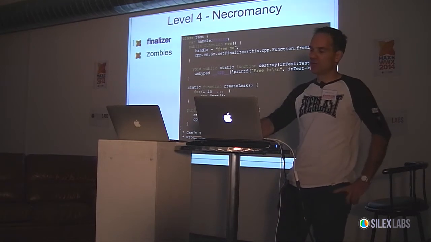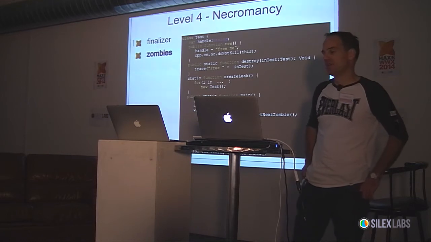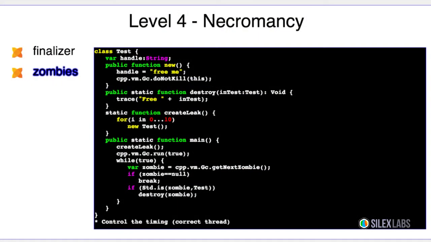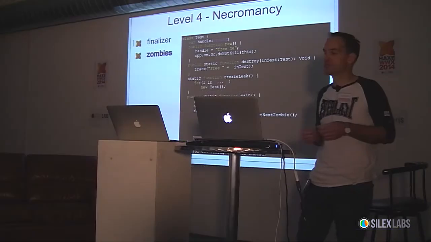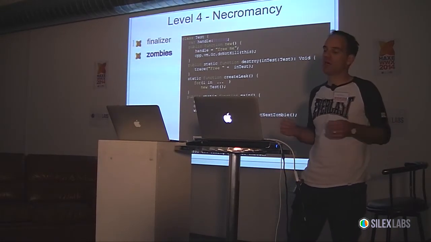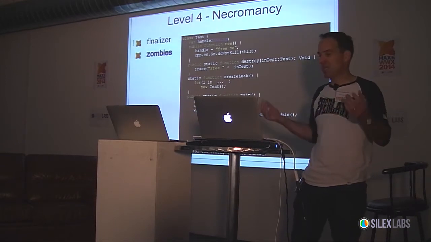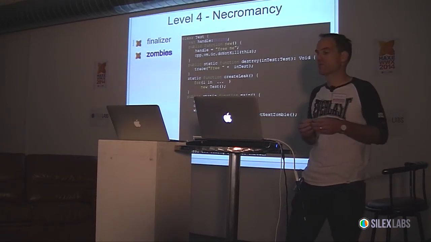The alternative is to use the zombie functions. This is mainly the CPP VMGC do not kill function. So you create a class, set it to be do not kill, which means that once the class goes out of scope, is no longer referred to by anything, it actually gets stuck on the zombie list. And then you can interrogate the zombie list at your leisure, anytime you like, to find all the objects that are no longer used by any other part of the code but the zombie class.